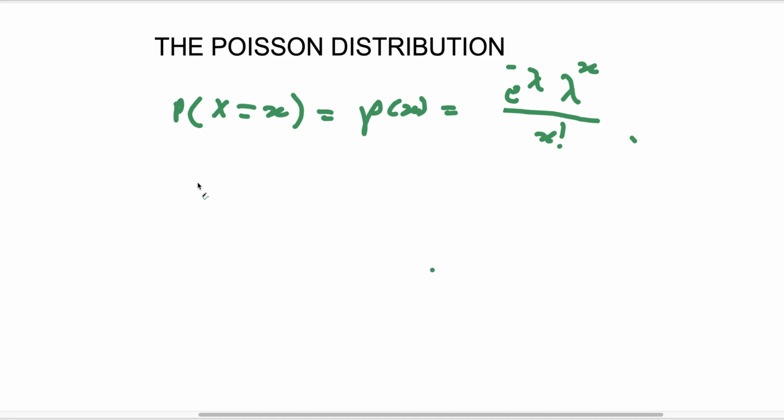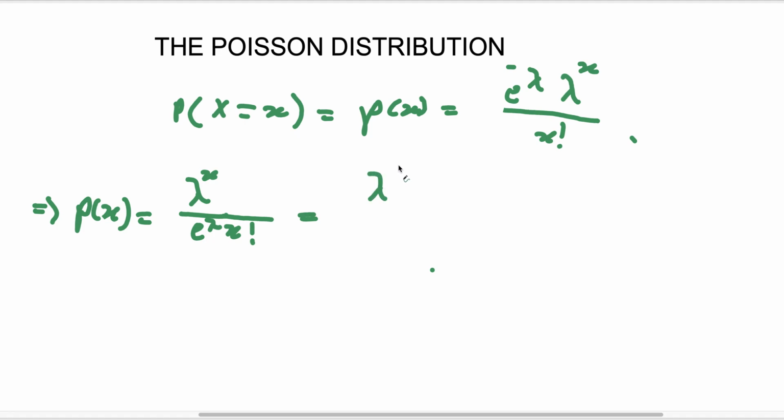I'll simplify it to lambda over X, and e to the power of lambda, so it's just one thing. This will be our P of X. Let me write it neater here. We have lambda to the power of X divided by e, which is Euler's number, to the power of lambda, and then X factorial.